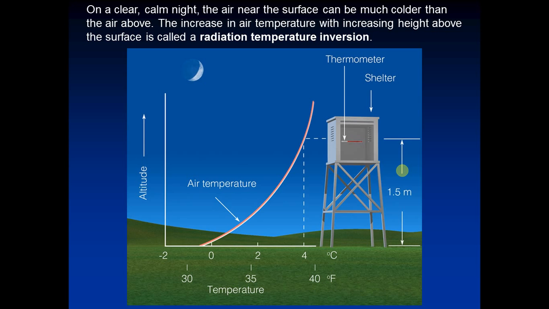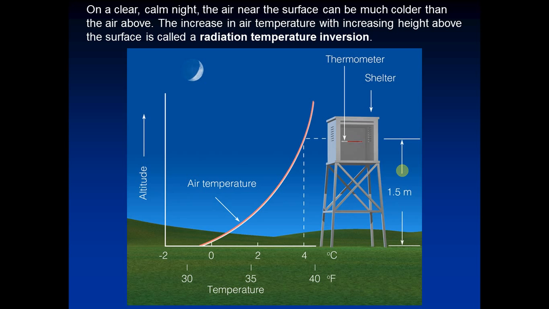And a strong radiation inversion occurs when the air near the ground is much colder than the air higher up. Sometimes the air at the ground might be 15, 20 Fahrenheit colder than the air about 6, 7 feet up. That's kind of an extreme case. What are the ideal conditions for a strong radiation temperature inversion to develop?